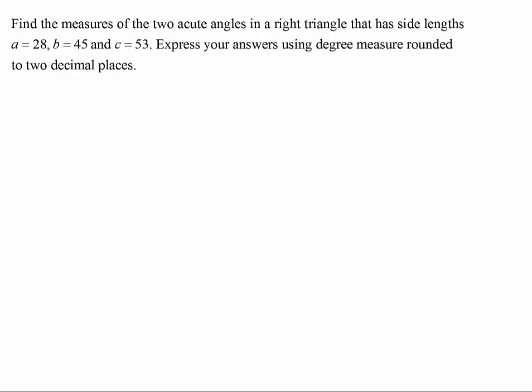Okay, here we want to find the measure of the two acute angles in a right triangle, and they've given us lengths of all of the sides, and we want to express it in degree measure rounded to 2 decimal places. So let's go ahead and make a right triangle.